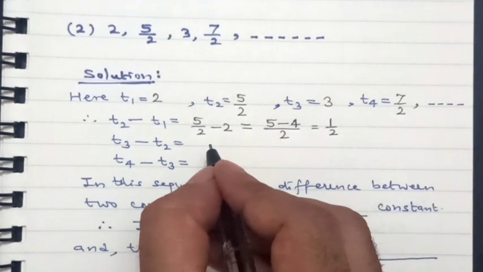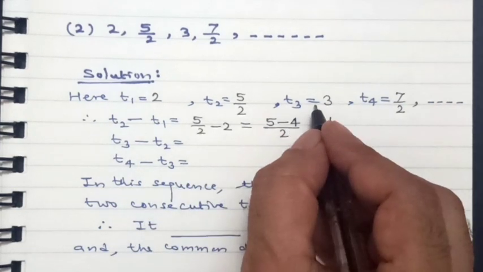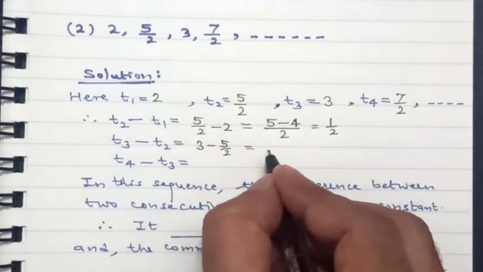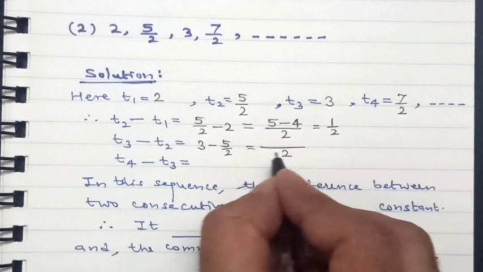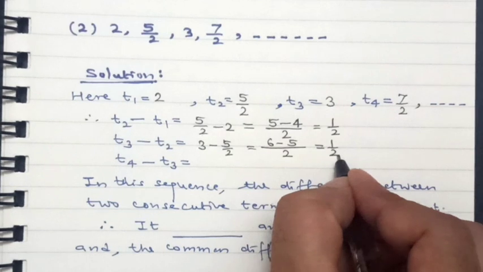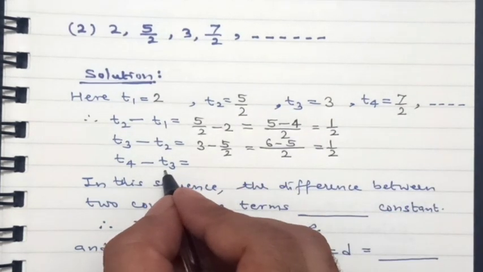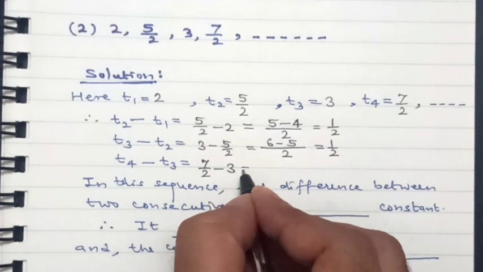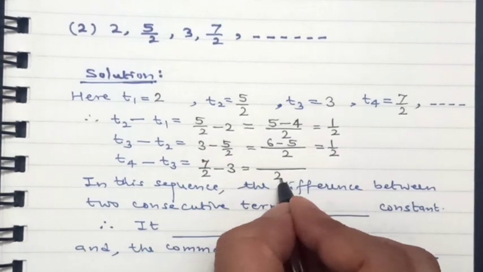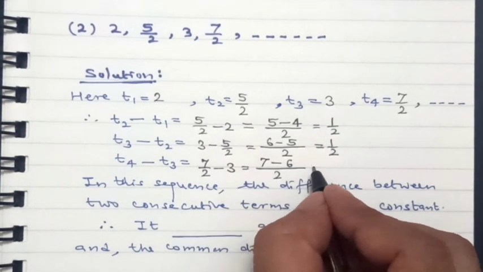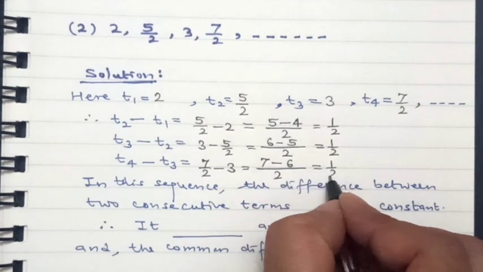Go to the second difference. Then 3 and 5 by 2. So 3 minus 5 by 2. Same way, here LCM is 2. 2 3s are 6. 6 minus 5, which will give you 1 upon 2. Third, T4 is 7 by 2 and T3 is 3. So just take LCM 2. 7 as it is here, and 2 3s are 6. So 7 minus 6 is 1 upon 2.